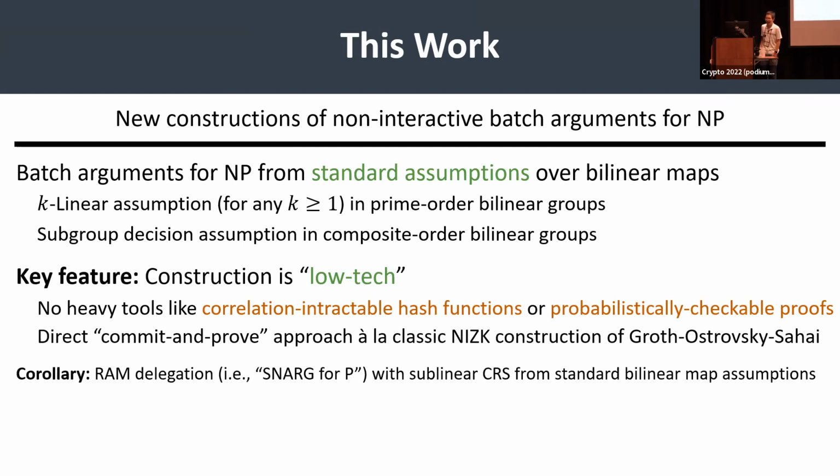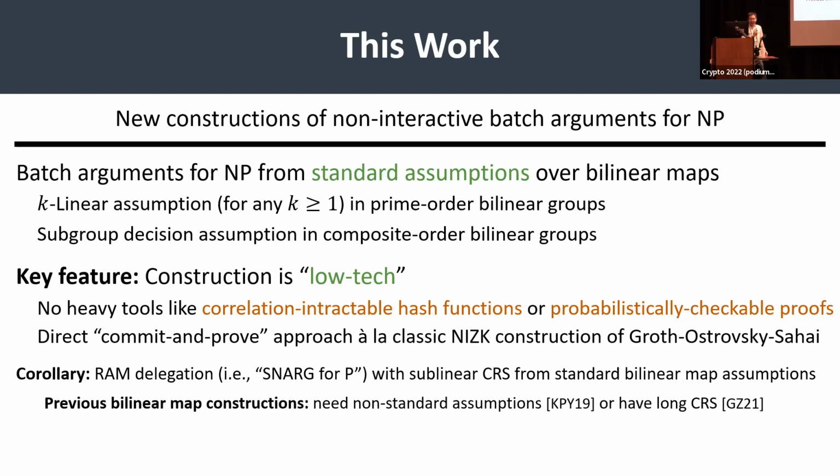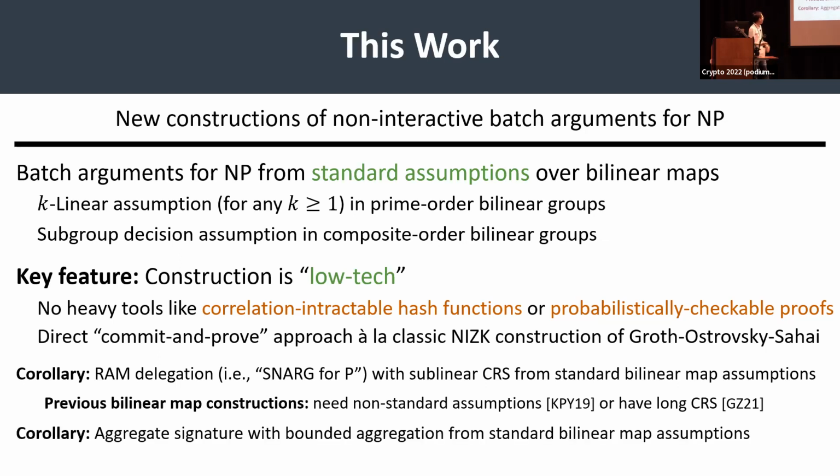As a corollary of our main construction, we also obtain a RAM delegation scheme, otherwise known as a succinct argument, or SNARK, for P, with a sublinear size CRS from standard bilinear map assumptions. Previously, in the pairing-based setting, this was either known from non-standard pairing assumptions or required a quadratic size CRS. As another corollary of our main construction, we obtain an aggregate signature that supports bounded aggregation from standard assumptions over bilinear maps.